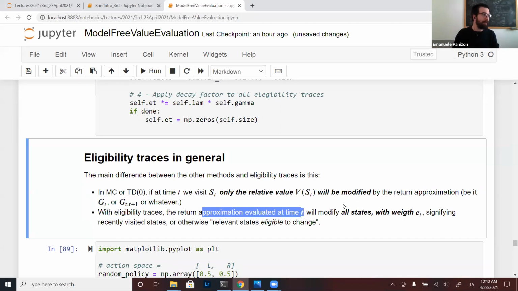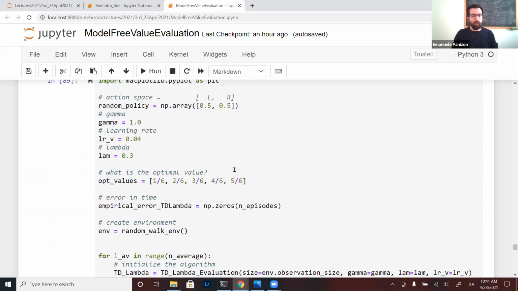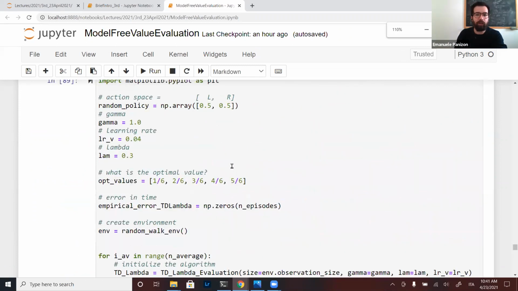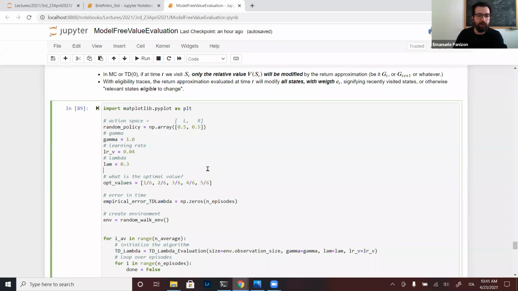It's called eligibility because, in a sense, those are the states which are eligible to change. You will see that with function approximation, you will not be in one state. You will be in an approximation of the state. So all the states which share some feature will be changed accordingly.